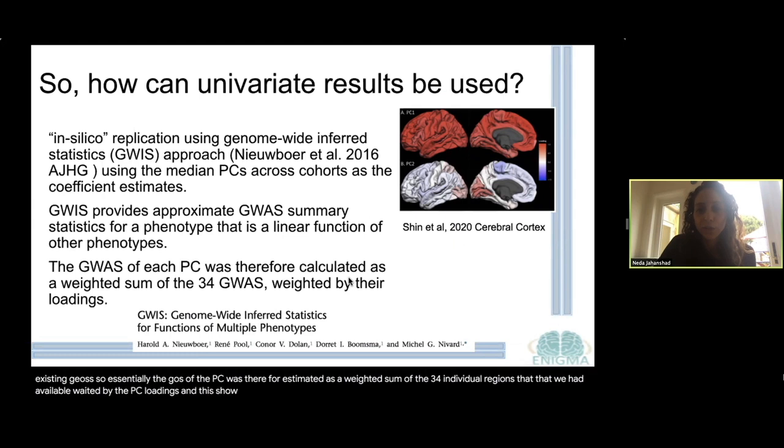And this showed a very nice replication of hits for both PC1 and PC2, so we were able to replicate despite not originally doing a multivariate approach.